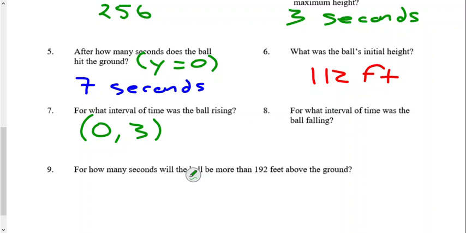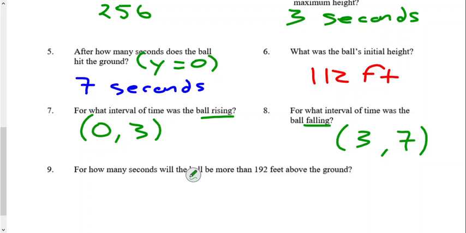So I know it landed at 7 seconds. So it stopped falling at 7. Well, it started falling at 3. That's the rest of the graph. So we're looking at increasing and decreasing in terms of this ball being thrown as rising and falling.